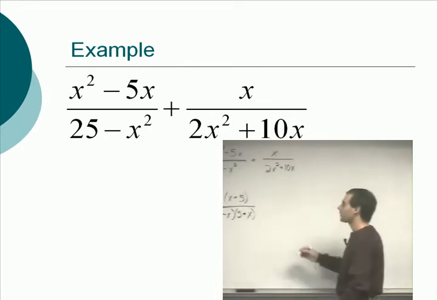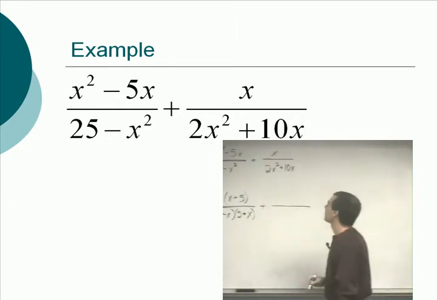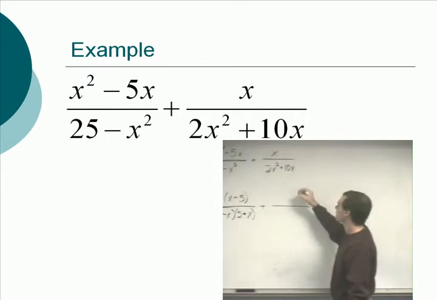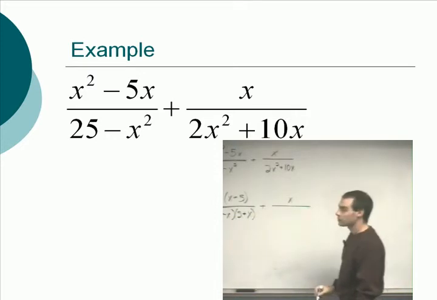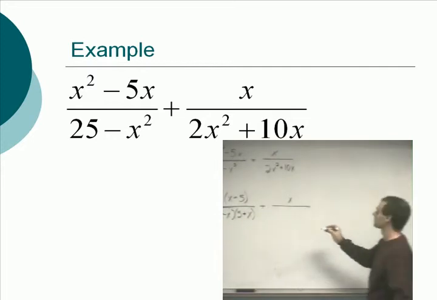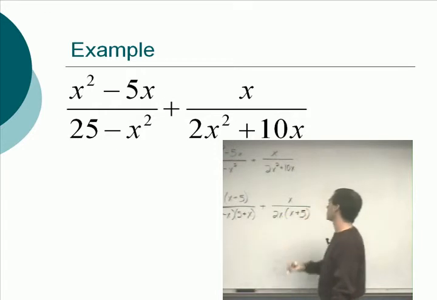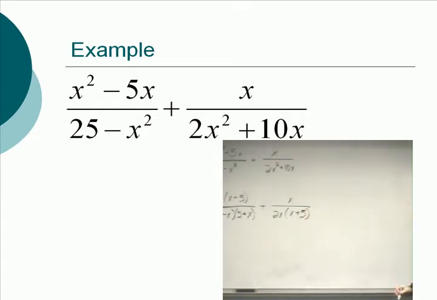Now we're going to have a little canceling there, kind of, in just a minute, but let's just keep going here. I'll factor this top one for you. That one turns out to be x. What does the bottom one factor into? 2x times x plus 5. Okay. Now, canceling. What have you got canceling?